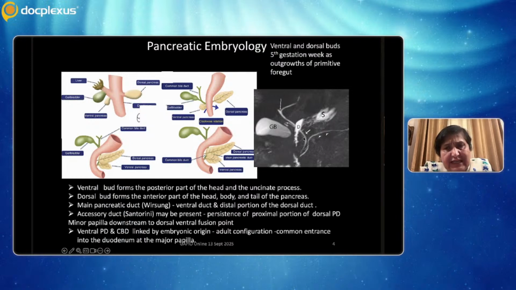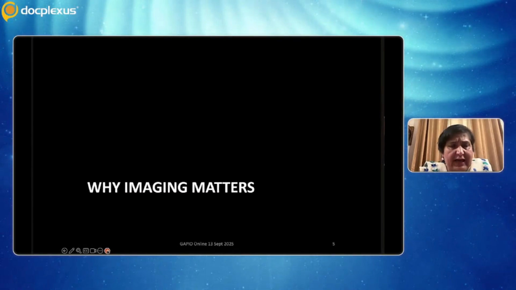So here you can see that's the CBD there. That's the ventral duct, and that's the dorsal pancreatic duct, which is draining the body and the tail. Whereas the part which is more distal drains into the minor papilla. And this is the accessory duct of Santorini, which may be present. So it's important to be familiar with this anatomy.